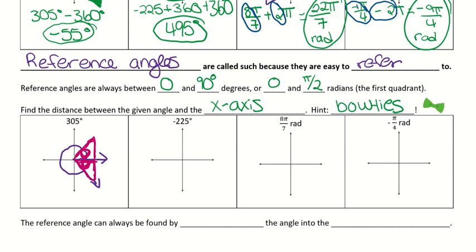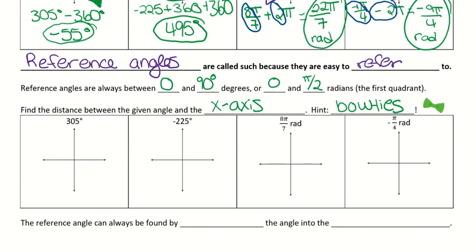just reflected. If we're at 305 right here, what is the distance from 305 to the x-axis? If we know the x-axis is 360 degrees, then that angle distance is going to be 55 degrees. So if this distance is 55 degrees, then we know that our reference angle is 55 degrees because these angles are the same. So again, I know that's kind of tricky.